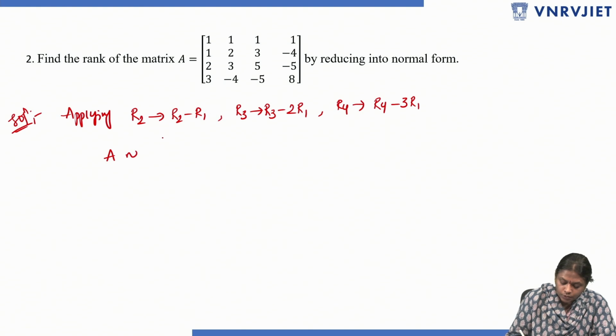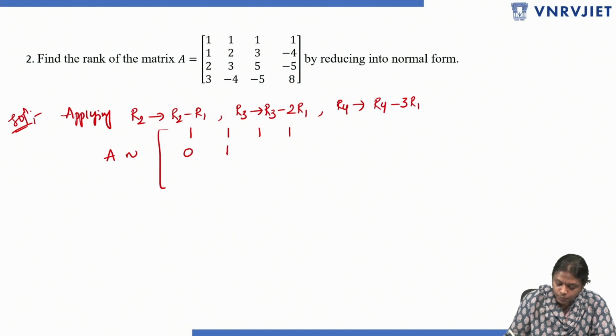This is approximately equal to, now write the first row elements as it is because we are not implementing any operation to the first row. Now this is going to be 0, 2 minus 1, 1, 3 minus 1, 2, minus 4 minus 1, that is minus 5. Now this is going to be 0, 3 minus 2, 1, and this is 5 minus 2, 3, minus 5 minus 2, minus 7, and this is going to be 0, R4, minus 4, minus 3, minus 7, and this is minus 8, and this is 5.